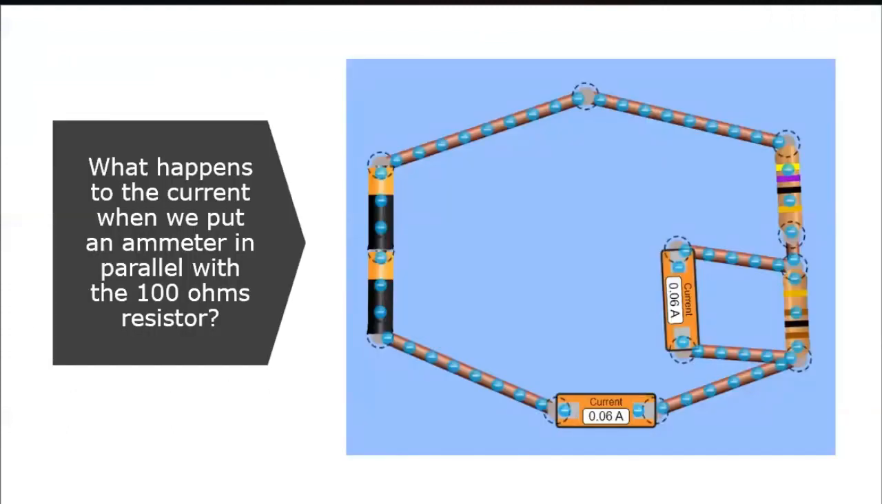So what happens to the current when we put an ammeter in parallel with the 100 ohm resistor? Since the ammeter has a lower resistance, all of the current will go through there instead of through the resistor. So no current flows across the 100 ohm resistor, and that raises the current up the circuit.